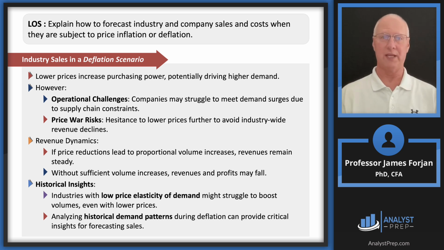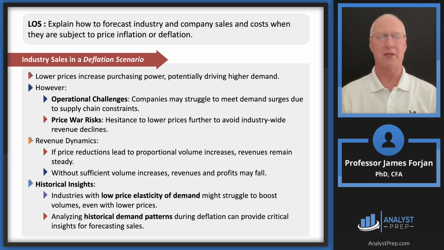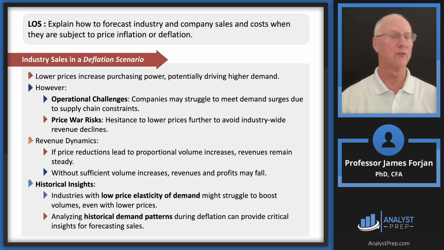How about industry sales in a deflation scenario? So let's just go ahead and flip this upside down. Let's stand on our head. If we have the P times Q, then the P is going down, and this is for the entire industry, right? Then we might have a price war and operational challenges. Of course, we can go back and use that same concept of elasticity of demand. It works both ways. If the price is falling, maybe then we're going to have a higher upward slope in terms of quantity demanded.